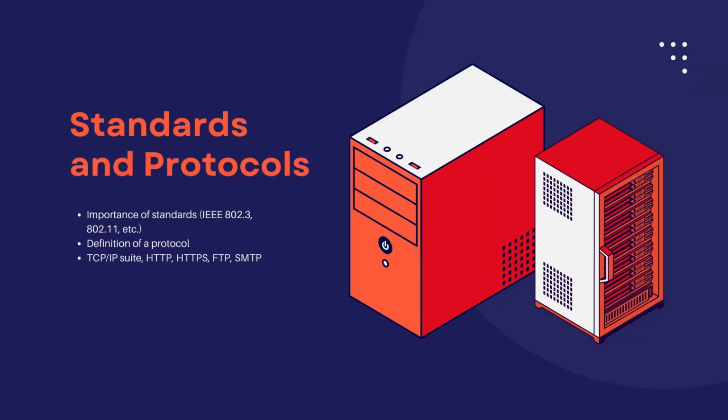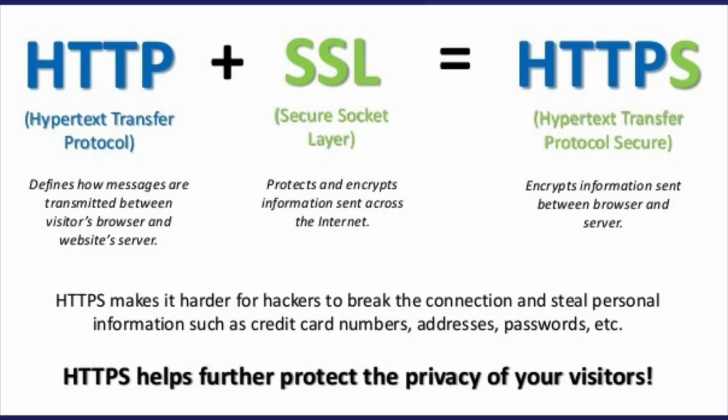So, standards and protocols. Standards ensure that devices from different manufacturers can communicate smoothly. It is basically having a baseline of things that have to work together. And a protocol is a set of rules, for example, TCP or IP, that define how data is formatted and transmitted. So common application level protocols include HTTP for web browsing, or SMTP for email.